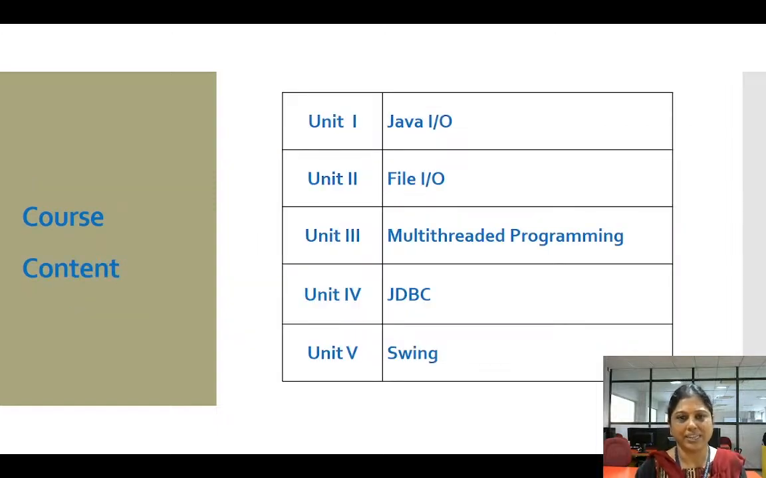The course content is split across 5 units. Unit 1 and Unit 2 are entirely going to be focusing on the various aspects of performing input-output operations using the concepts of streams in Java. The third unit is focusing on designing and writing multi-threaded programs. The fourth unit is on JDBC, which is an acronym for Java Database Connectivity, and the last unit is essentially going to be focusing on building GUI applications using swings.